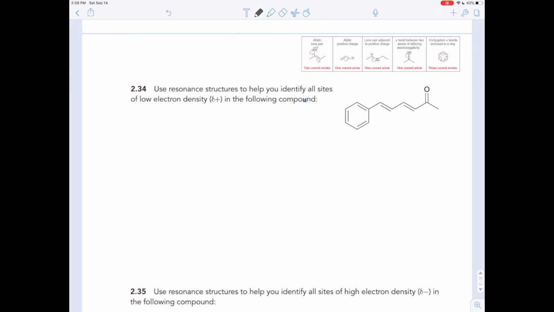In exercise 234, we start to see how drawing resonance structures will allow us to see places where there is slight charge, and that charge ends up being the stickiness of the molecule. Where you have charges, that's where that molecule is going to tend to stick to other molecules that have the opposite charge. So if you just look at this molecule right here, it doesn't seem at first blush like there would be any charge at all.